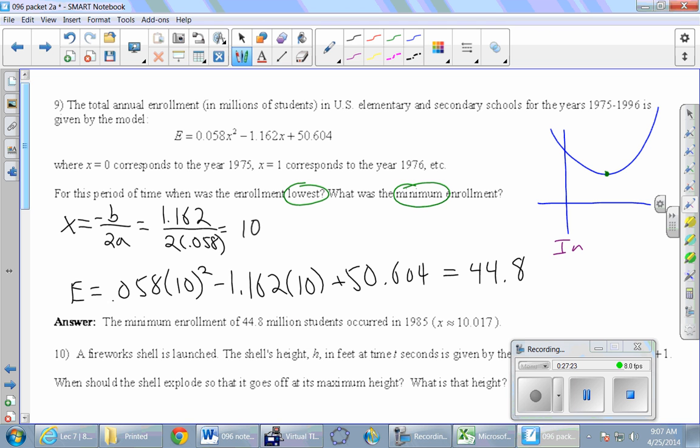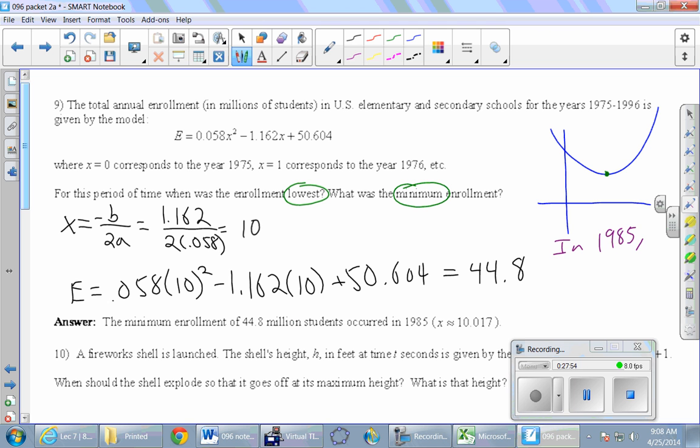In a certain year, okay, it doesn't make sense to say year 10. It's not 10 AD. You've got to think about what the X's represent. 0 was 1975. What is 10? 1985. In 1985. So I don't want to say just the enrollment was. I want to put one more word in there. This wasn't any old year. This was a very special year. What happened in that year? It was the minimum enrollment. It was the smallest enrollment.